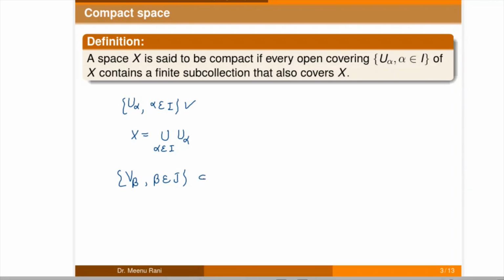So let us take B beta, which is contained in the U alpha collection, and if this collection is finite and also covers X, it means X is a union of these B beta, then we can say that X is a compact space. So it means if every open covering of X reduces to a finite subcollection which also covers X, then X is a compact space.